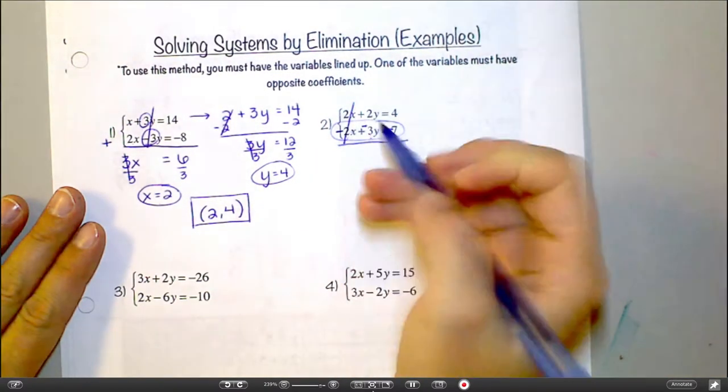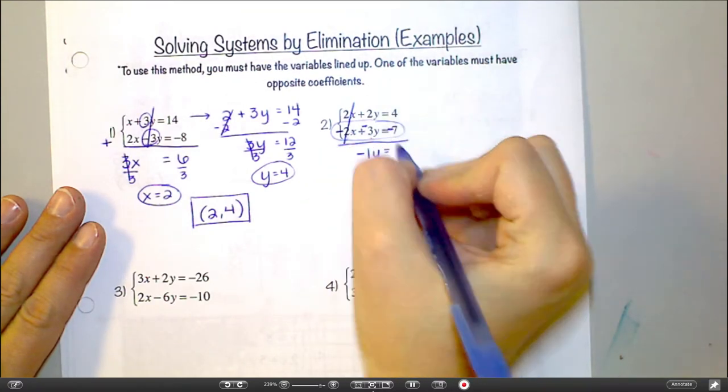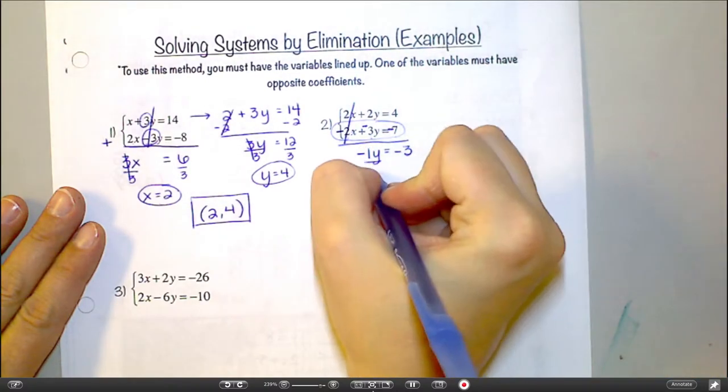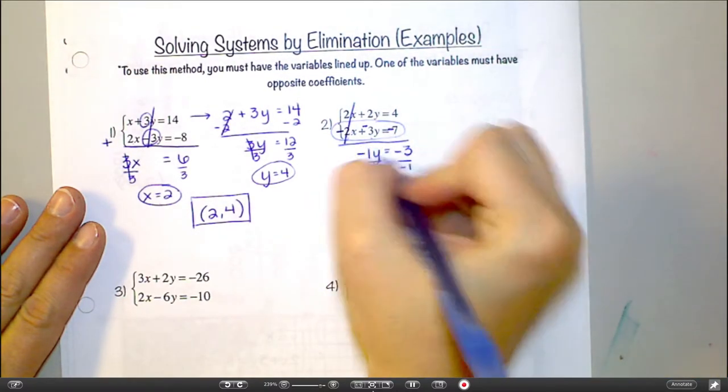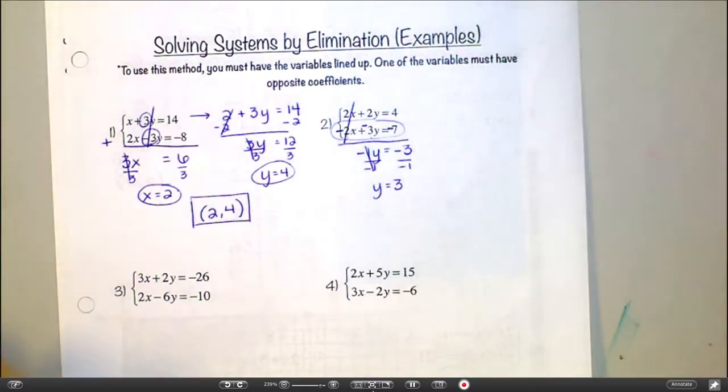2 plus -3 is -1. And 4 plus -7 is -3. Divide by -1. And y equals +3. Make sense?